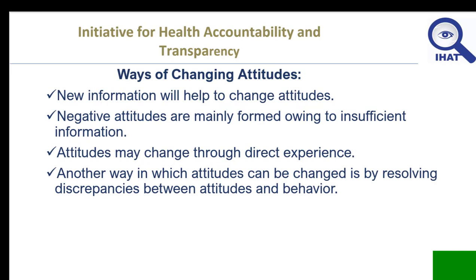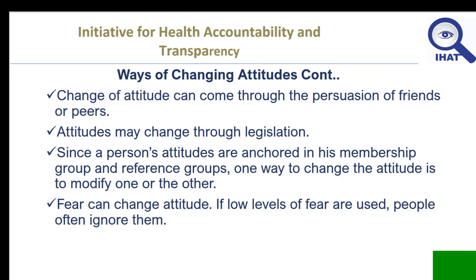Now, what are the ways of changing attitudes? Information is very important. New information will help to change attitudes. Negative attitudes are mainly formed owing to insufficient information. Attitude may change through direct experience. Another way in which attitudes can be changed is by resolving discrepancies between attitudes and behavior. Change of attitude can come through the persuasion of friends, peers or colleagues.